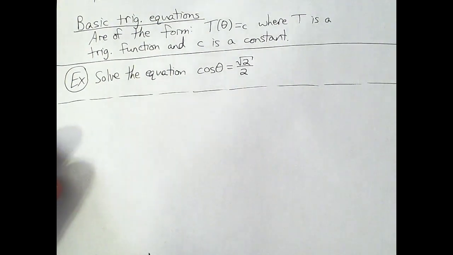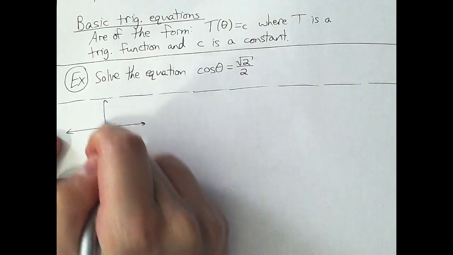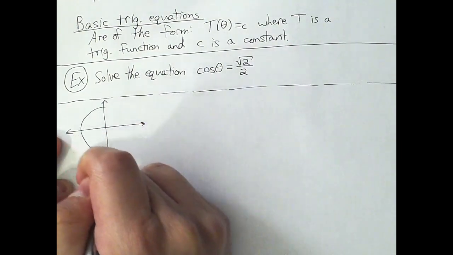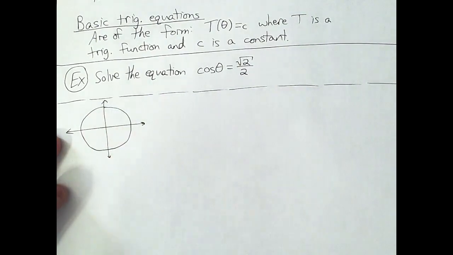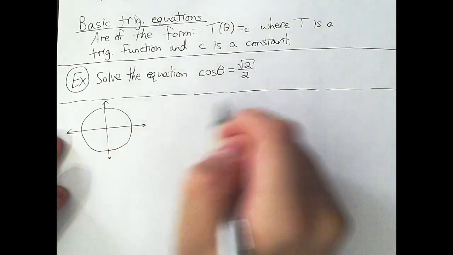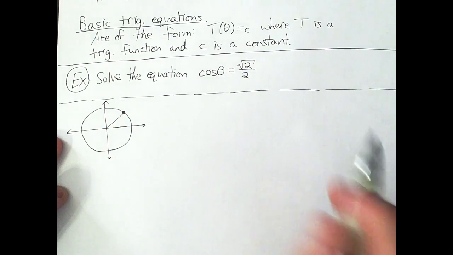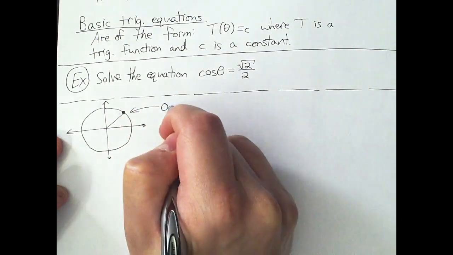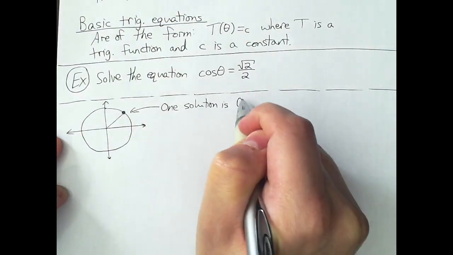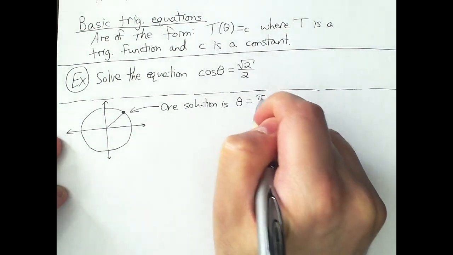We could think about the unit circle. We can go back to that. We could ask, do we know a place on the unit circle where cosine is equal to this number? Yeah, cosine is the x-coordinate of a terminal point. So you could say, oh yeah, this place right here. So we could say that one solution is theta equals, let's write this in radians, pi over 4.